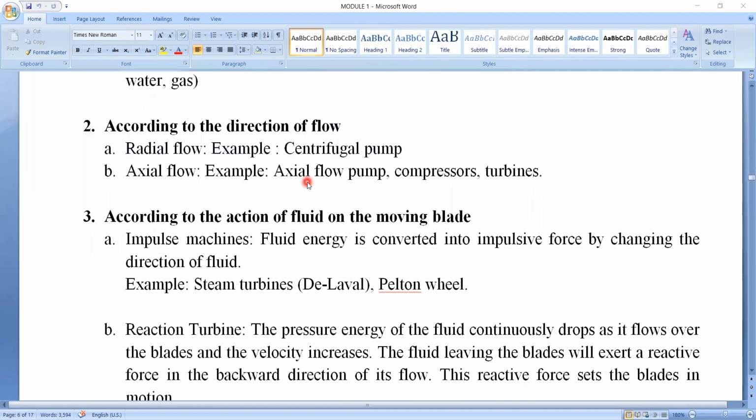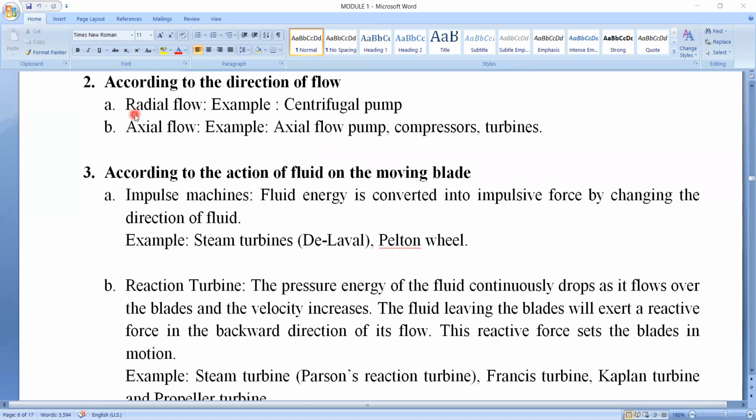The next classification is according to the direction of flow. The first one is radial flow turbo machines. The best examples are centrifugal pumps. The second one is axial flow turbo machines. The examples are axial flow pumps, compressors, turbines, etc. So according to the direction of fluid flow, we have two types.